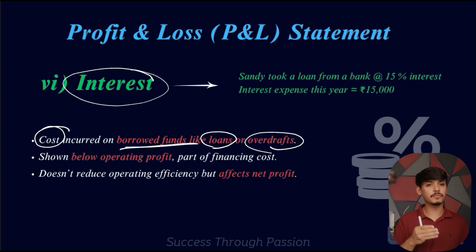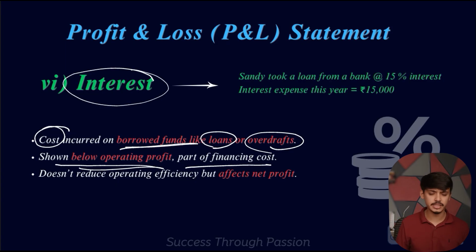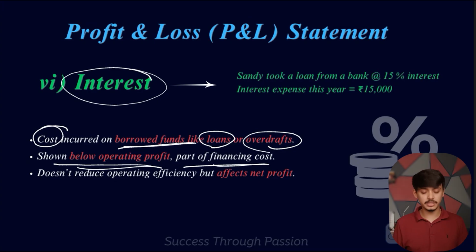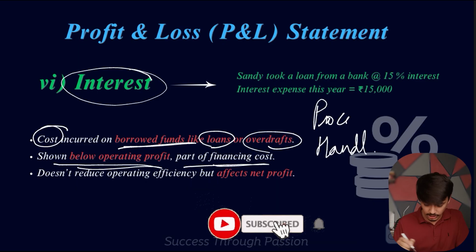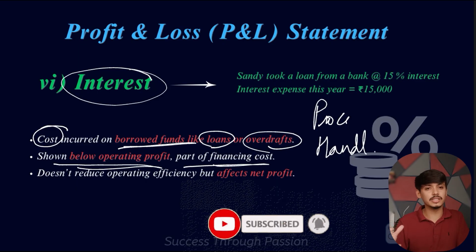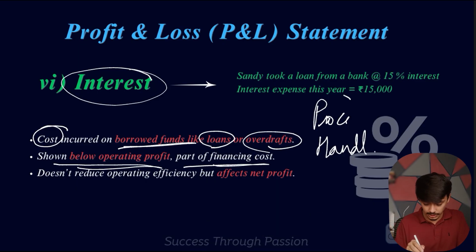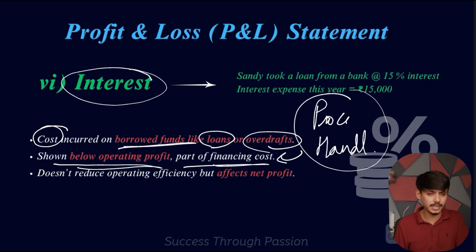And when a business raises funds through debt to run its entire operation, you have to pay certain interest. Next point, it is shown below operating profit and it is part of financing cost. So over here, financing cost means all the costs that are incurred towards raising of finance. For example, if you are taking a loan from the company, there are a lot of other charges like processing fees, handling charges for the documentation and all that are related to raising of these funds. Now all these expenses can also be added to financing cost and shown as an expense in the P&L.